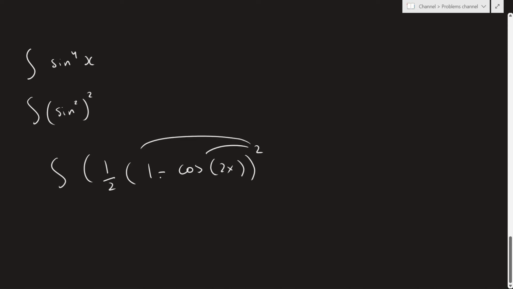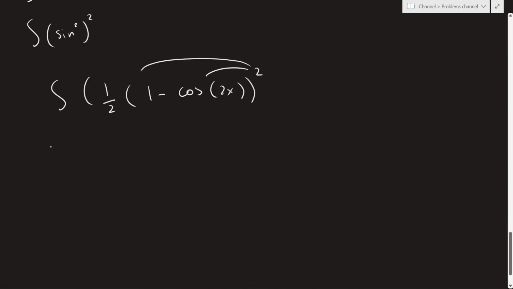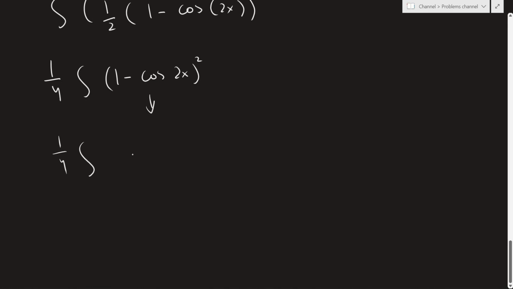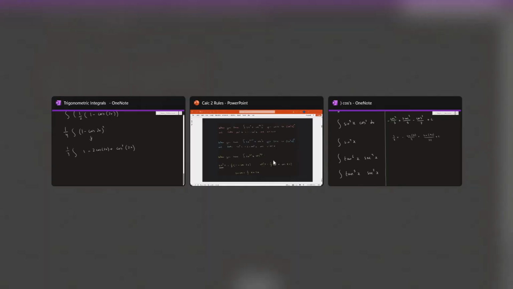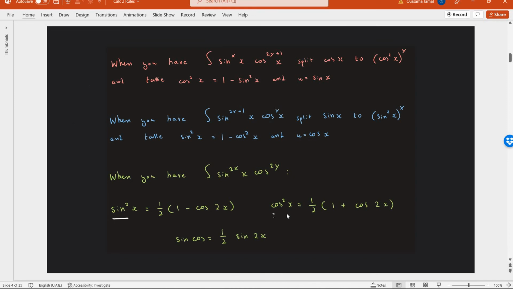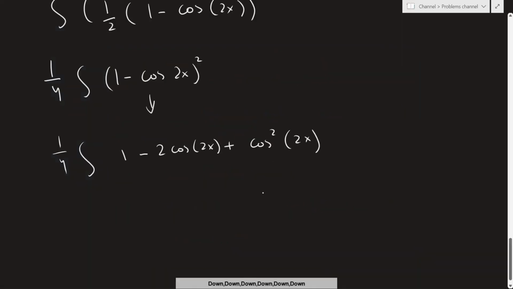Now distribute the square to the half and to the inside. So it's going to be 1 over 4, take it outside. Then (1 minus cosine 2x) squared. So we can expand this. It's going to be 1 over 4 times a squared, which is 1, minus 2ab, 2 times 1 times cosine 2x, plus b squared, which is cosine squared 2x. Now I want to integrate, but I cannot integrate this yet. So I'm going to change this as well. The rule says that cosine squared x is half times 1 plus cosine 2x.